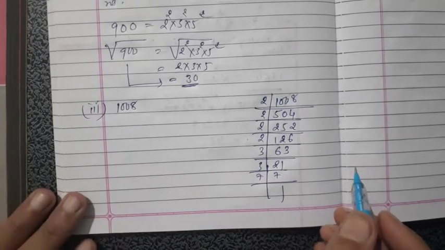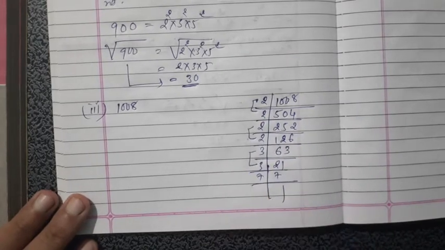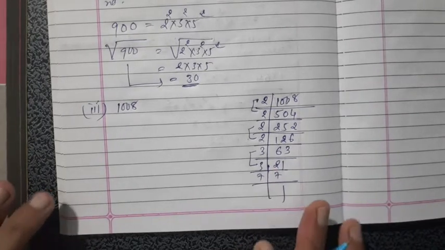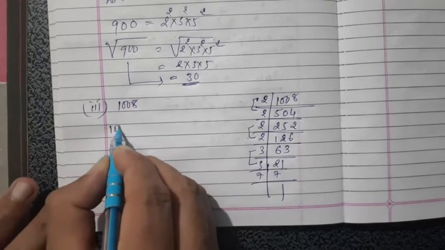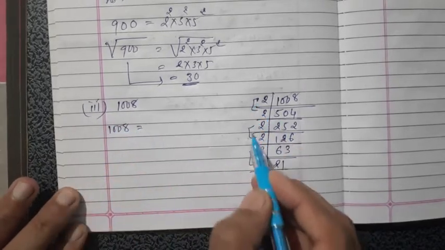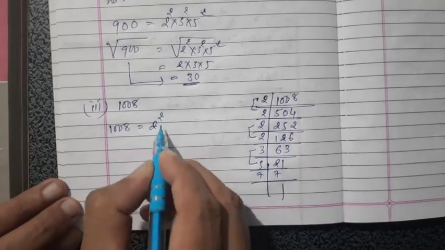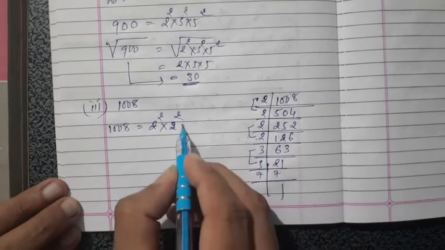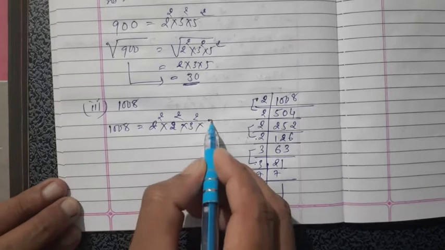You are very familiar with how to factorize any number. Okay, these are the prime factors, and you know how to find prime factors of any number. So 1008 equal to, here I already made the pairs of same factors. They are in square form: 2 square, again 2 square, into 3 square, and here 7 is only one time.